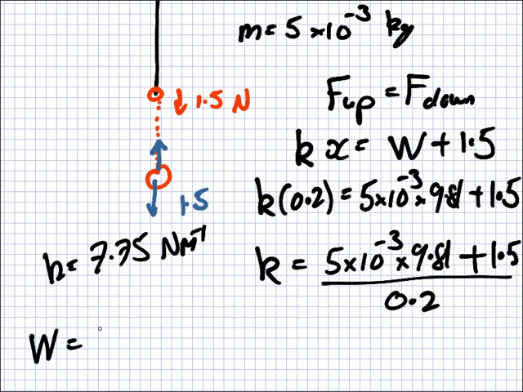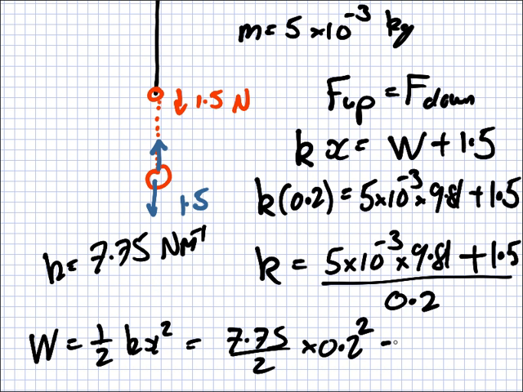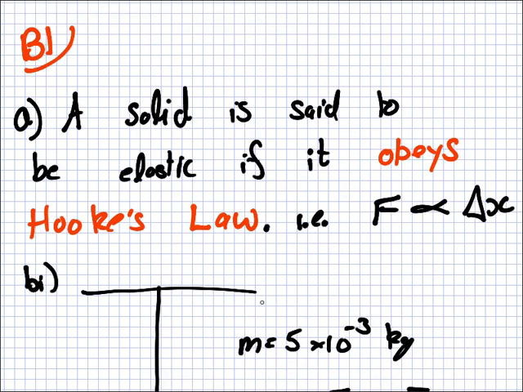What is the work? It's a half Kx squared. So that's 7.75 over 2 times 0.2 squared. It's half? No. Sorry, it's not. Thank you. Wait. Yes, it is a half. I gave you the wrong formula earlier.